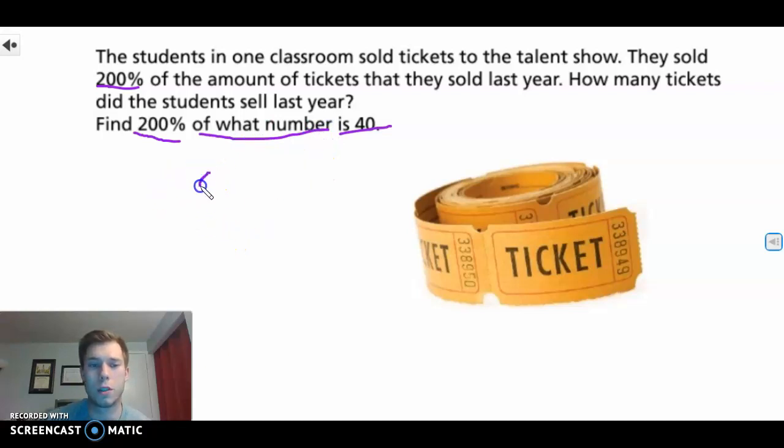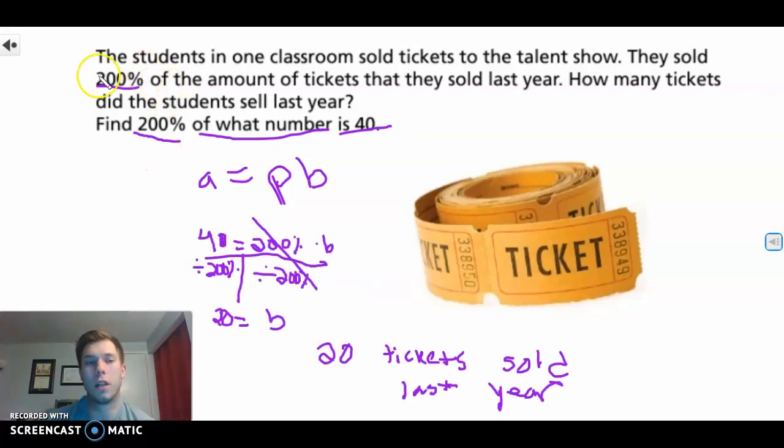Okay, so using that equation, A equals PB, I want you guys to take a moment, see if you can solve this one on your own. So for this one, you have to realize 200% is greater than any percent you've dealt with so far. It's greater than 100%, but it's still going to represent our percent down here. So we're going to substitute that in for P. In this case, 40 is going to be your part, okay?